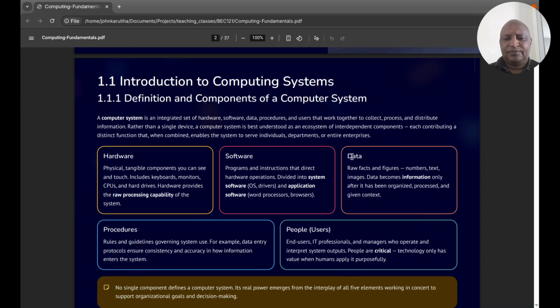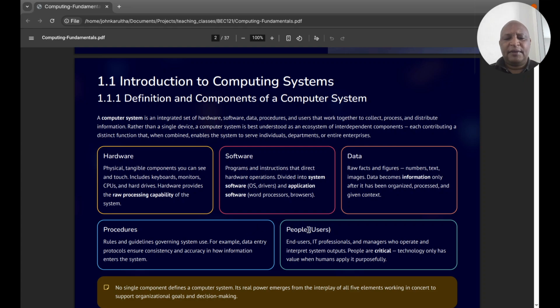We have the data. These are the raw facts and figures, like the number, text, and whatever. For example, when you open a Word document and you start typing, what you are entering in there is data. So this data becomes information after it has been organized. You have to enter it on your computer, organize it in a nice way, process it, and give it context. We are going to look at that in more detail. We have the procedures. These are rules and guidelines governing system use. For example, how do you enter your data, and how you organize that particular information.